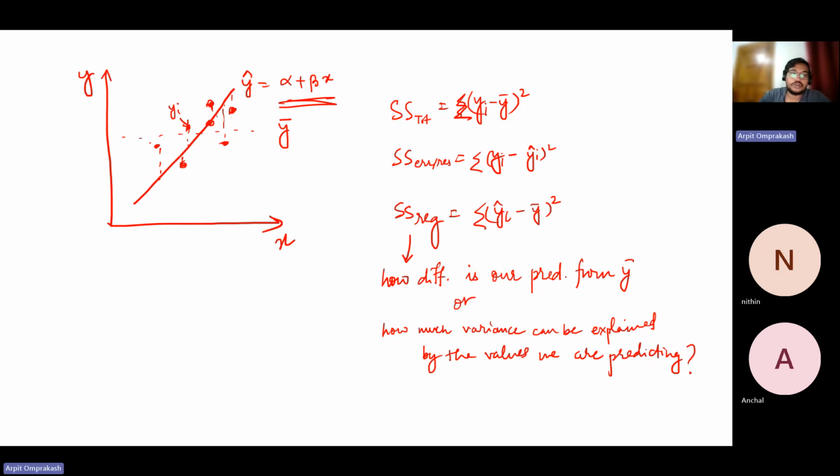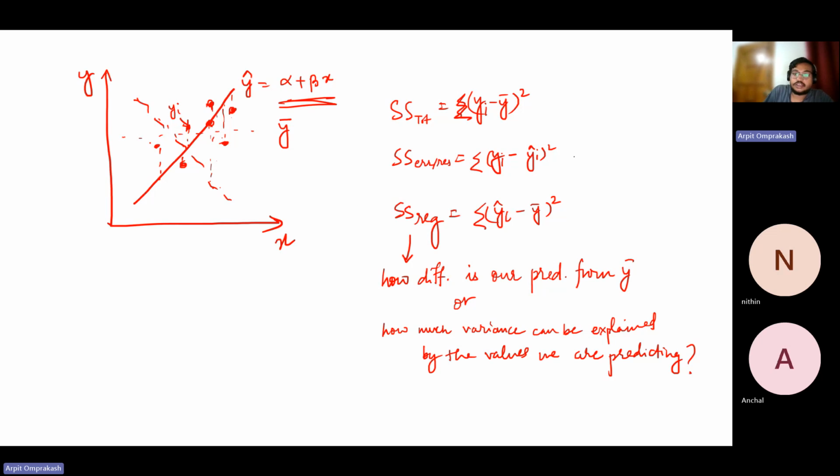Right. So if you imagine we put a line like this, right? So in that case, our y minus y hat, this sum square of error will probably be higher. And also what will be higher is this minus this. So the sum square of error will be higher and this thing will be lower. Right, the sum square of regression, because the sum square of error will be higher.